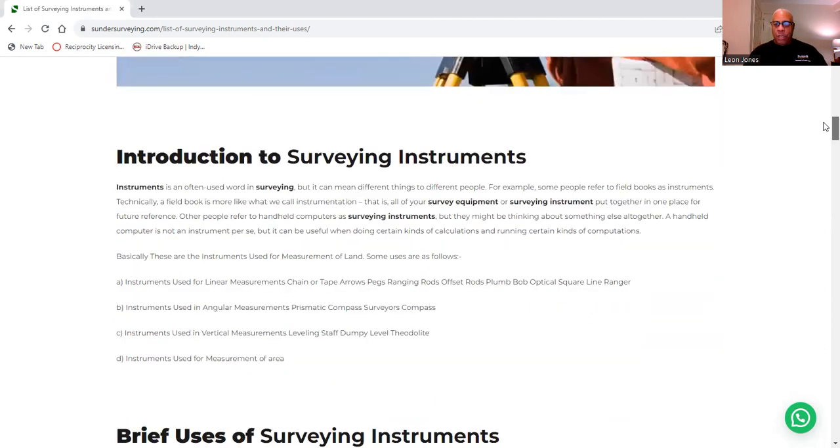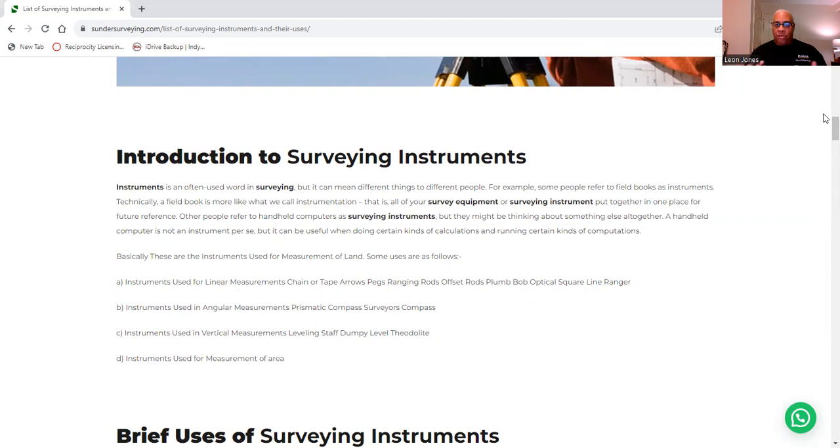Now, as we introduced surveying, now we're going to introduce the instruments. Now, instruments is an often used word in surveying, but it can mean different things to different people. For example, some people refer to field books as instruments. Now, technically, a field book is more like what we call instrumentation. That is all of your survey equipment or survey instrument put together in one place for future reference. Other people refer to handheld computers as surveying instruments, but they might be thinking about something else altogether.